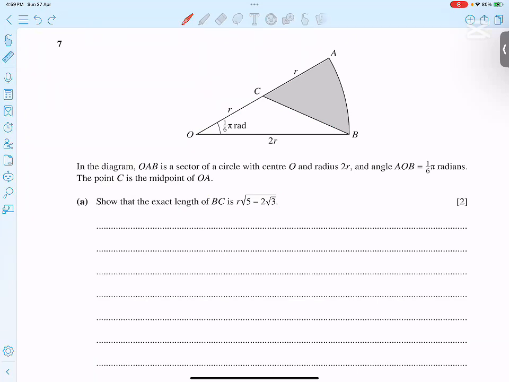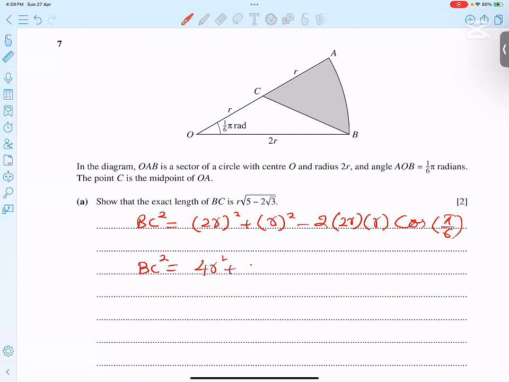Let's start, for example, looking for BC. What's the way of writing? BC to the power 2 equals this square plus this square, both sides squared, which you must write, minus 2 times both sides, so 2r into r into cos of the angle between them. So BC squared is equal to 4r squared plus r squared, minus 2 into 2r into r into cos of pi by 6. If you type this in calculator in radian mode, it will give you root 3 by 2.